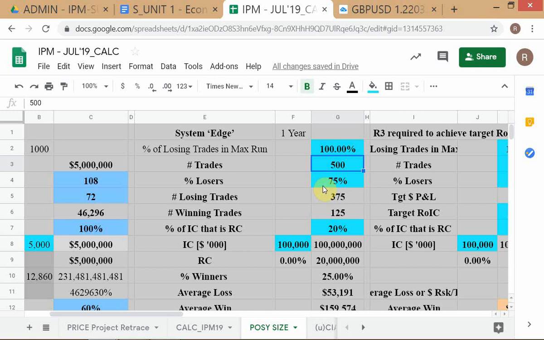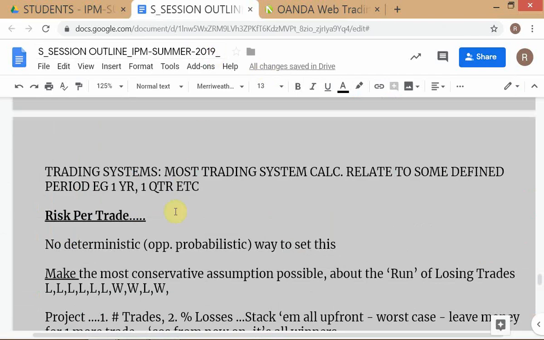Number of trades: I'm assuming 250 trading days in a year, and I'm going to do 2 trades per day. So my total projected trades, these are all projections. Therefore, these are what we call ex ante. You understand ex ante versus ex post? Yes, you've done this in legal aspects of business. Ex ante versus ex post.